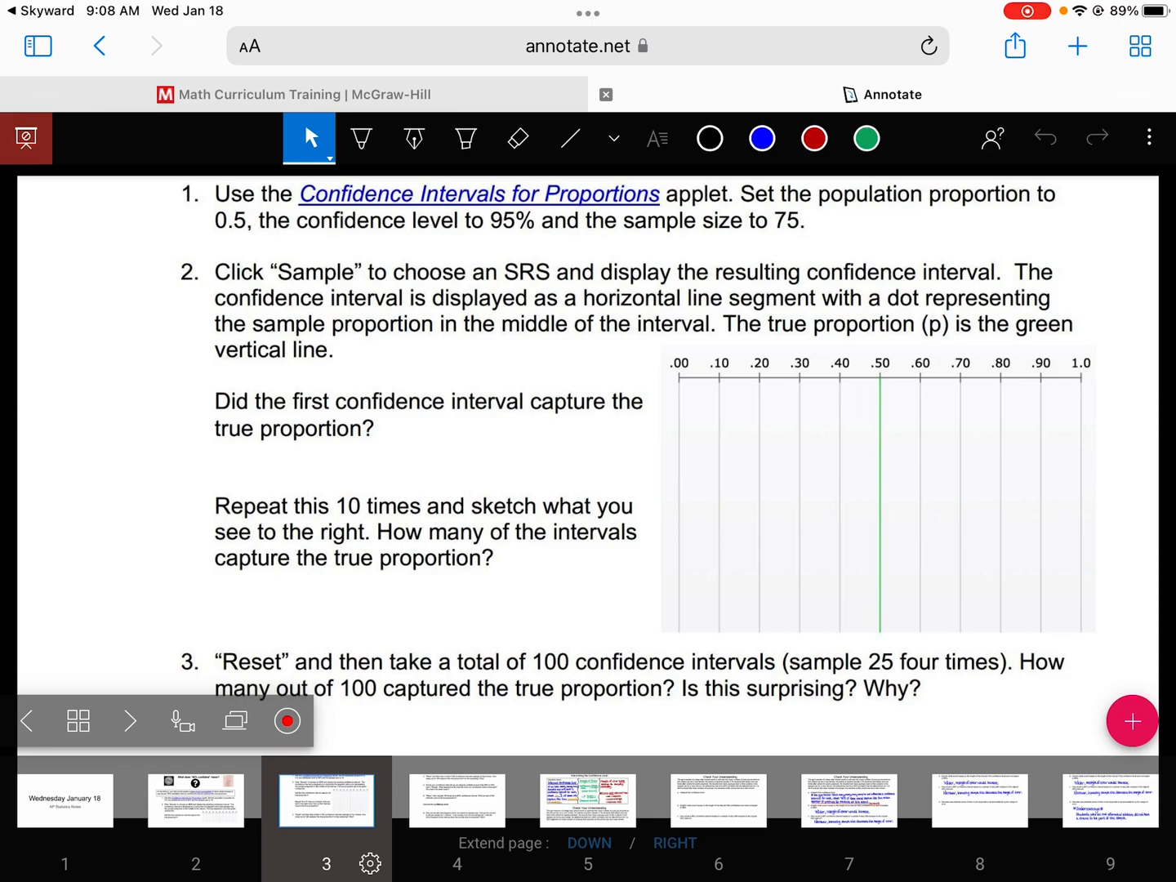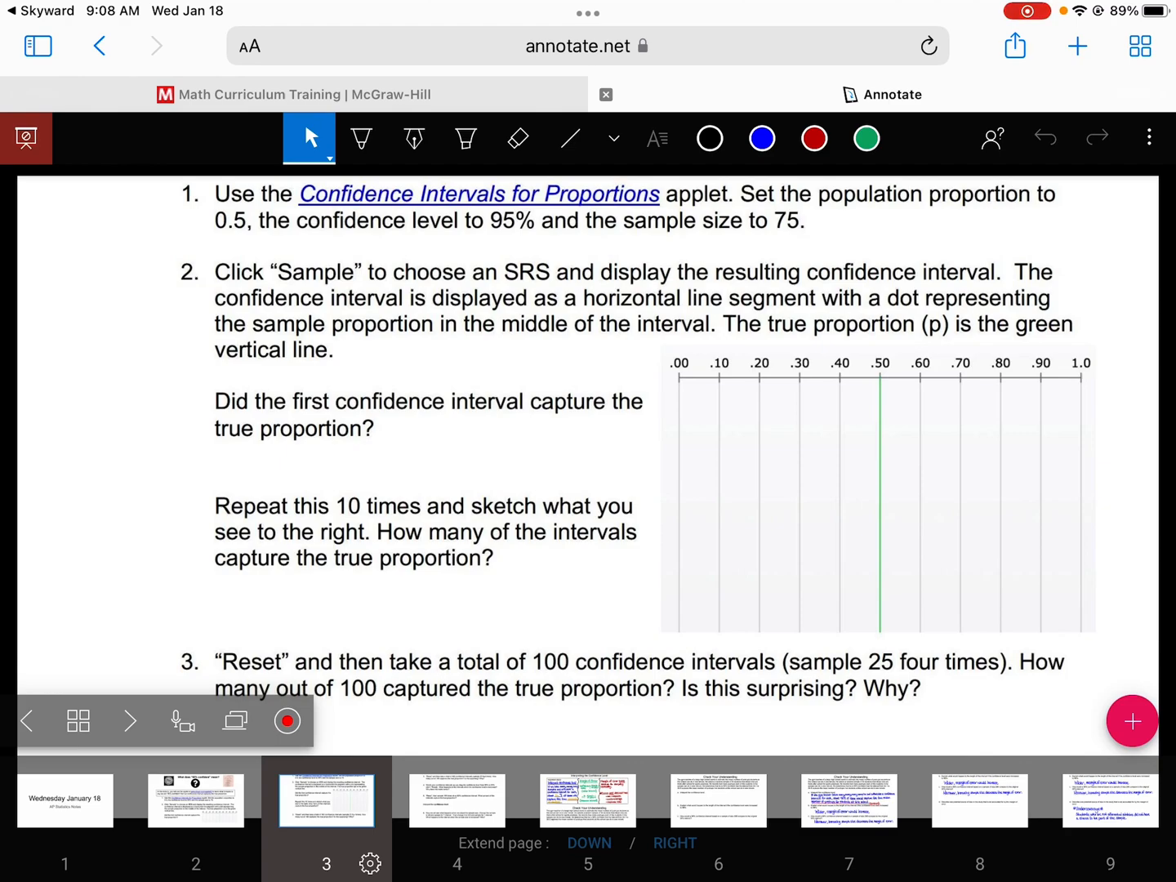You want all 10 confidence intervals sketched on your page, and determine how many of those 10 captured the true population proportion.